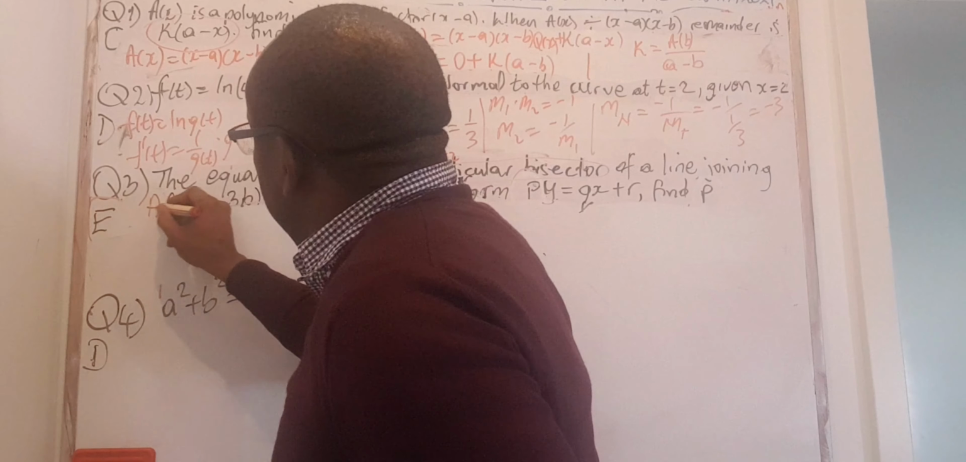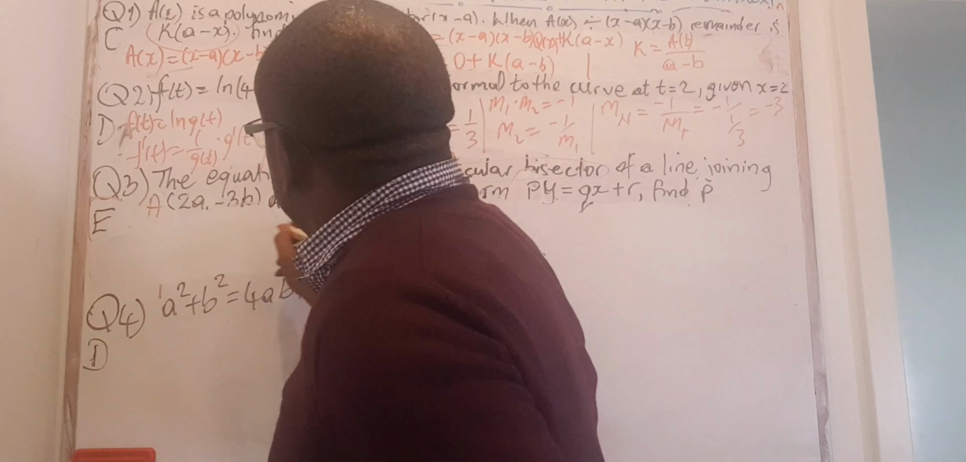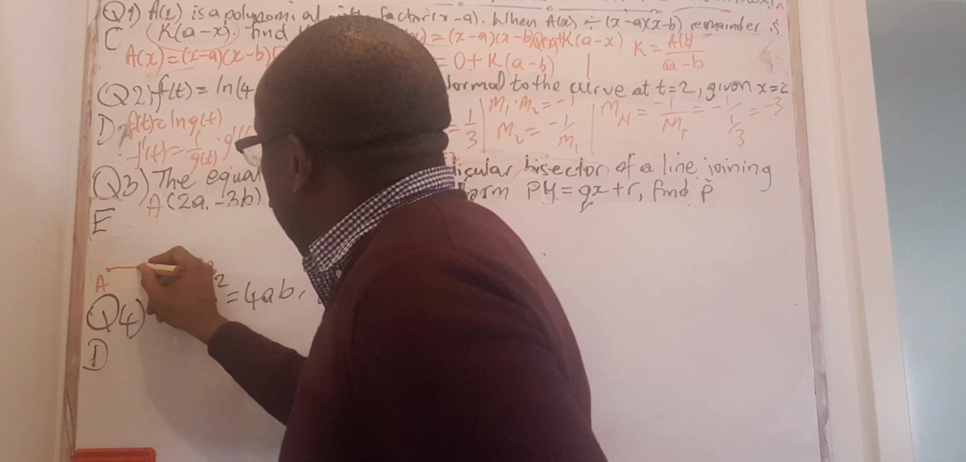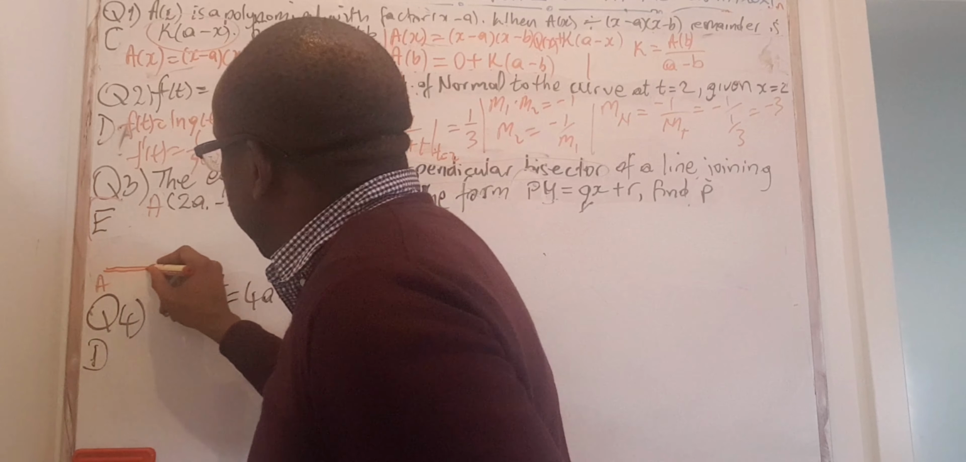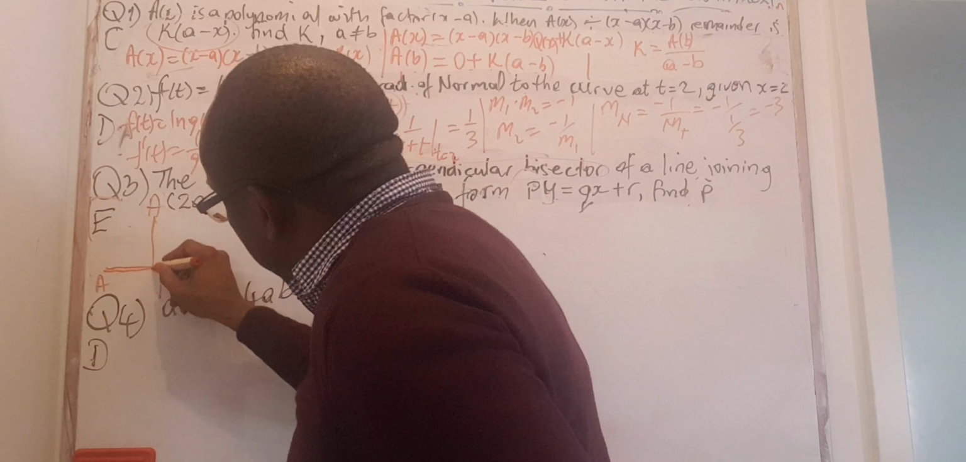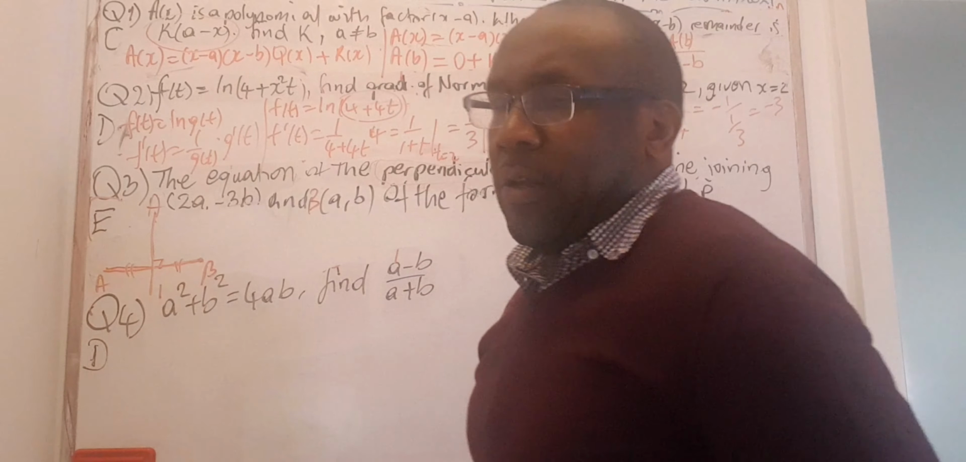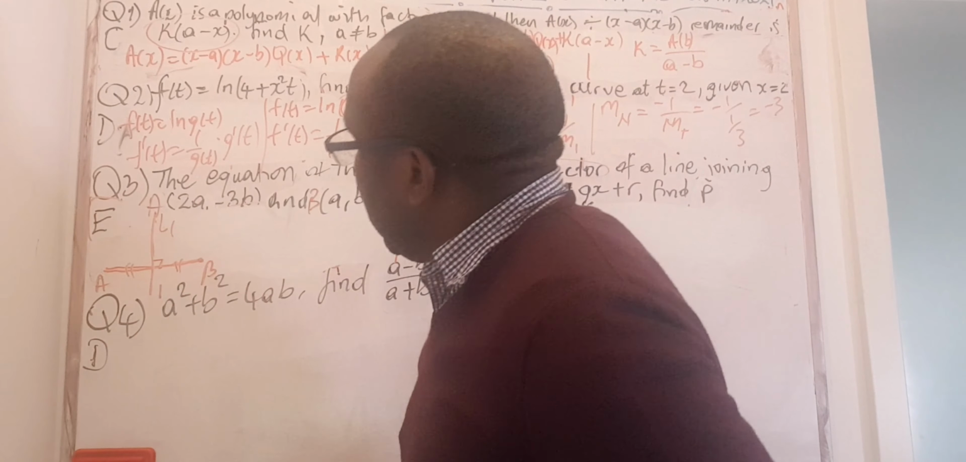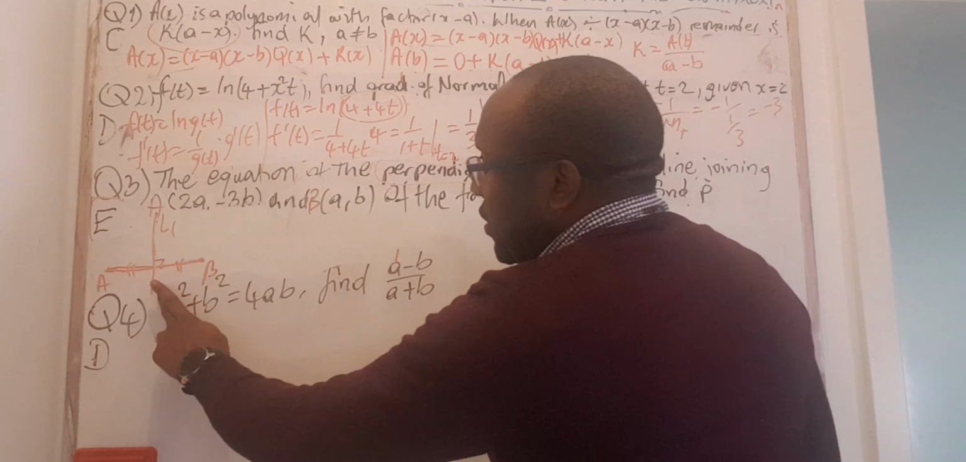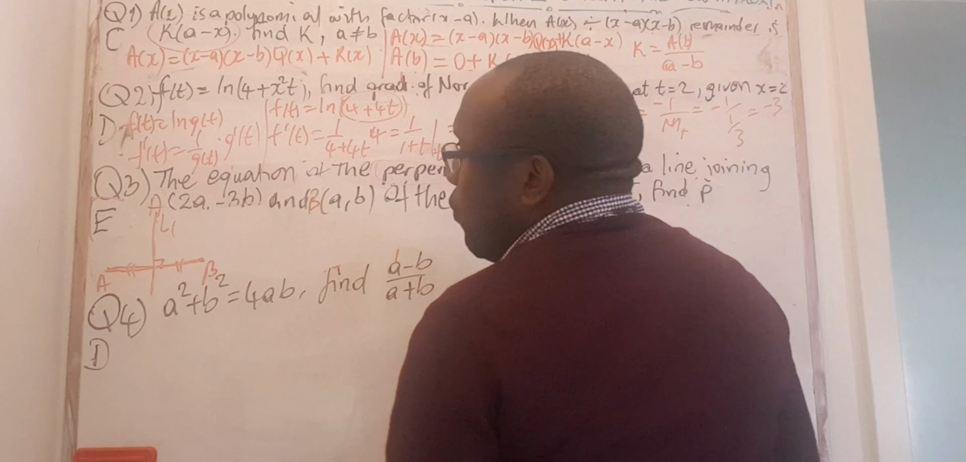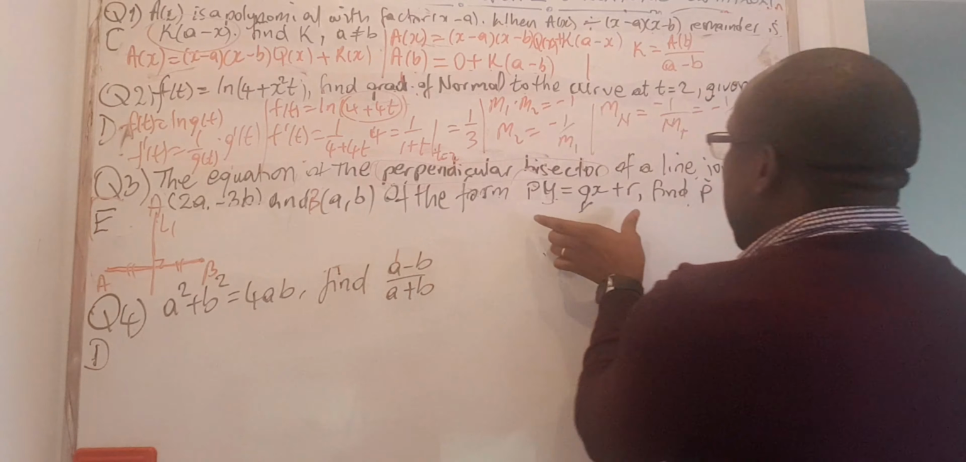So I will just assume that this is A and this is B. So if I have 2 points, the A and B, and this is a line joining the 2 points, a perpendicular bisector is one that divides it into 2 equal parts and is perpendicular. So if I call that L1, then what I'm required to do is look for the equation of the line L1 and express it in this form, and then I'll be able to see what is P.